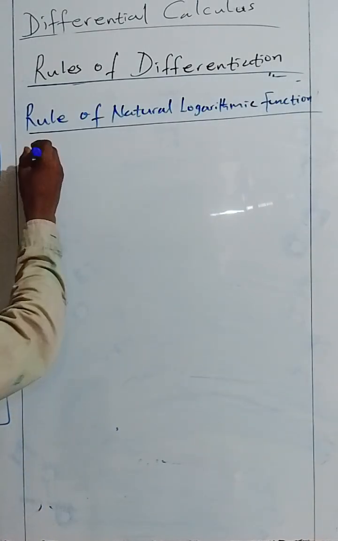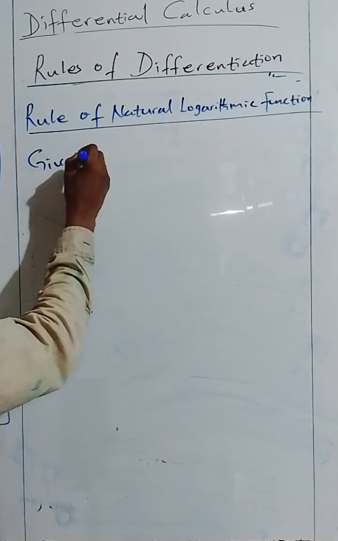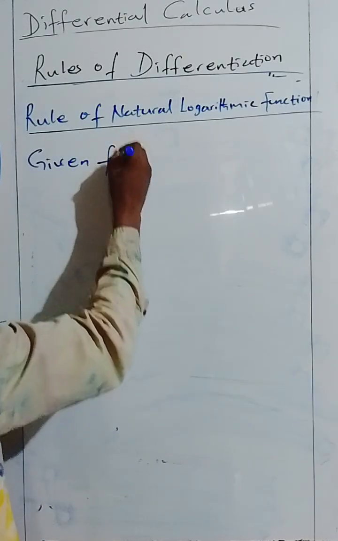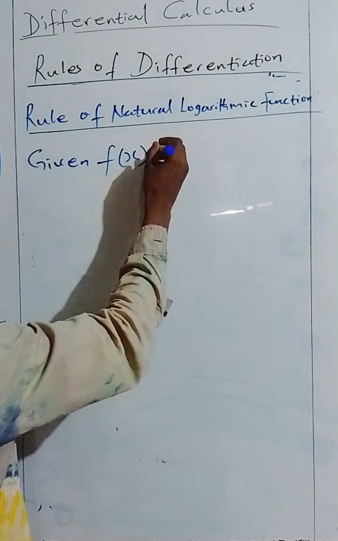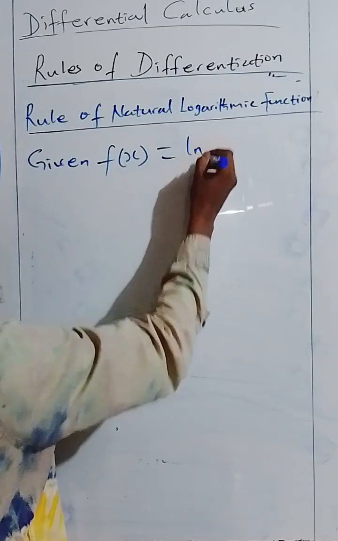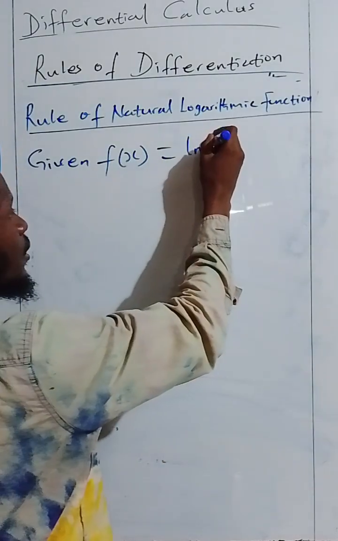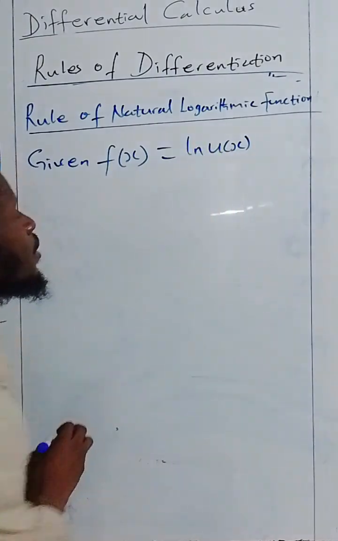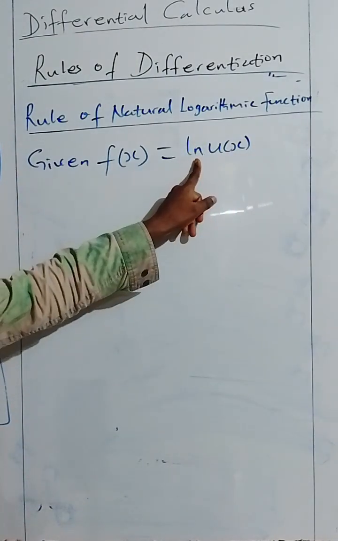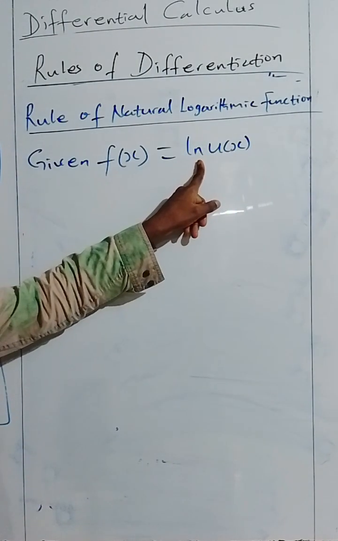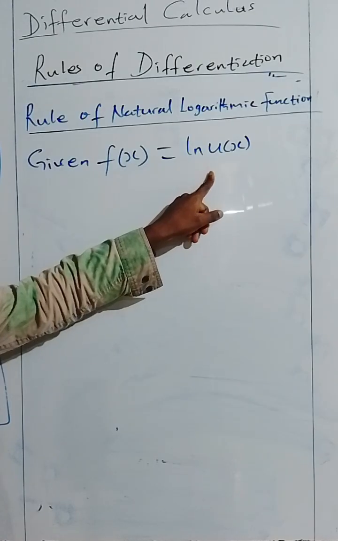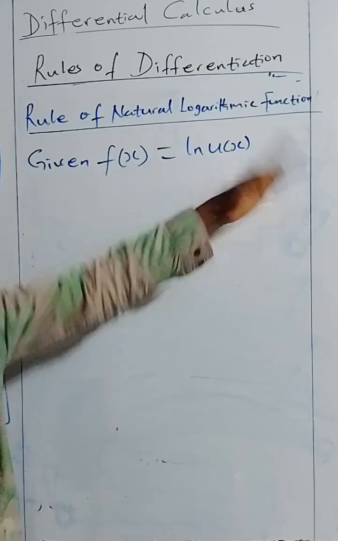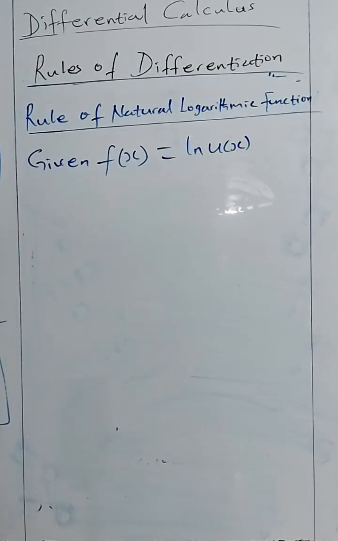So given f of x equals ln of a particular function. This ln is the natural log sign. So we have a function, and this function could be a linear function or a power function.